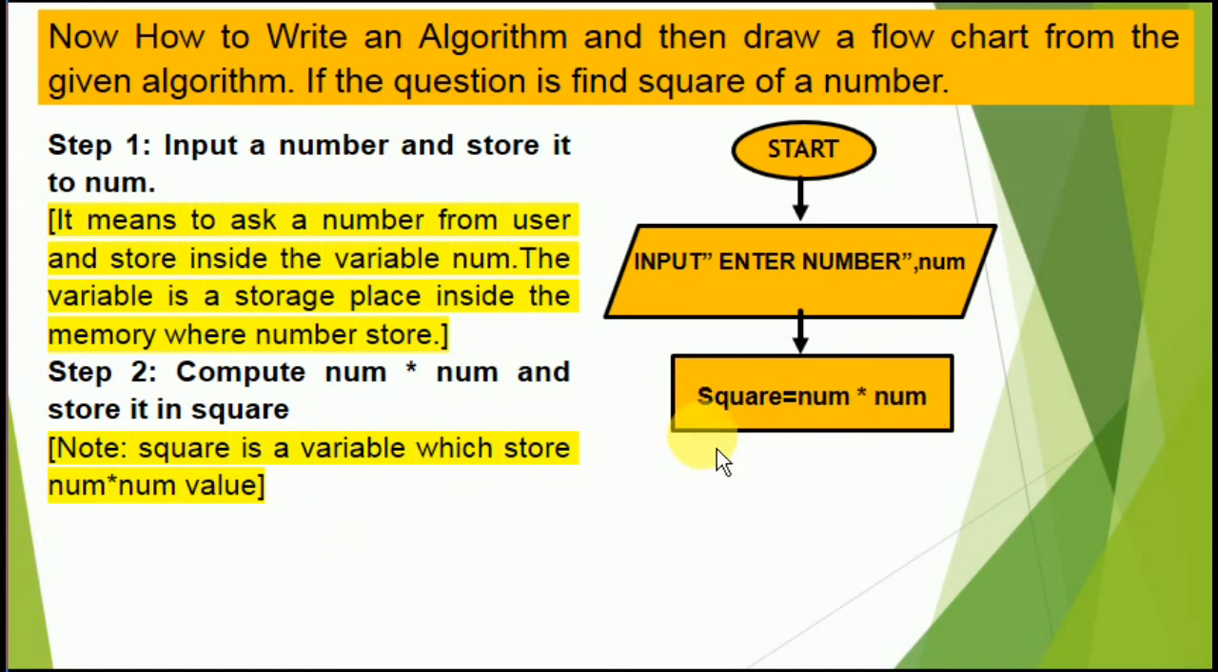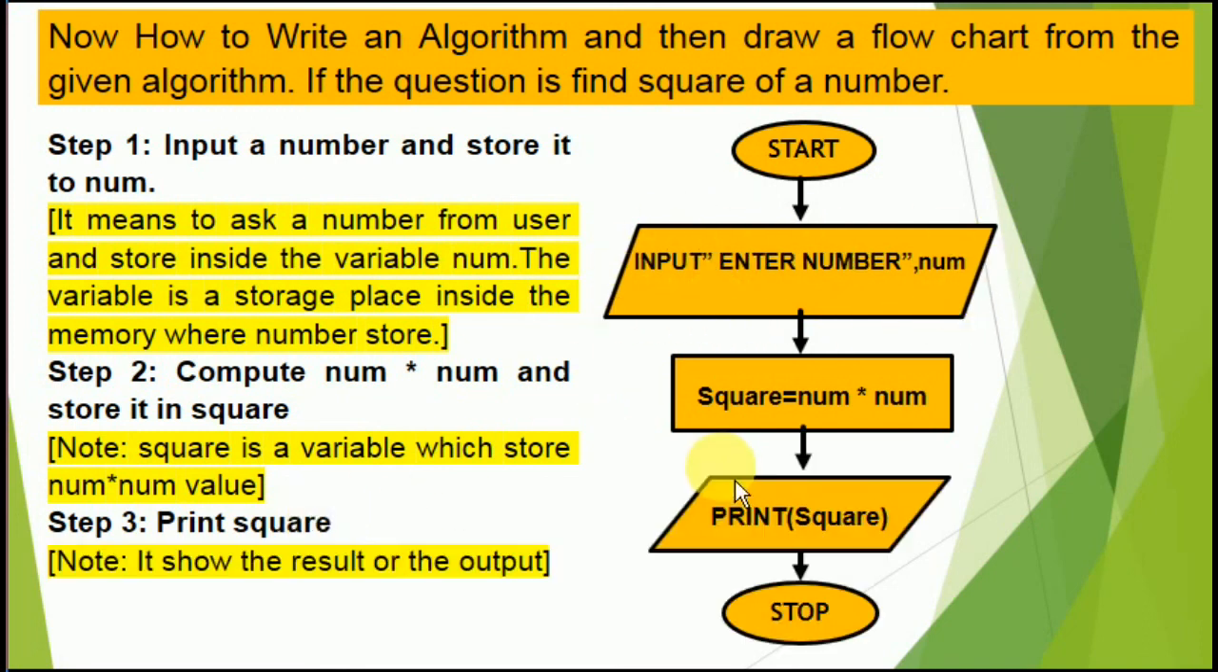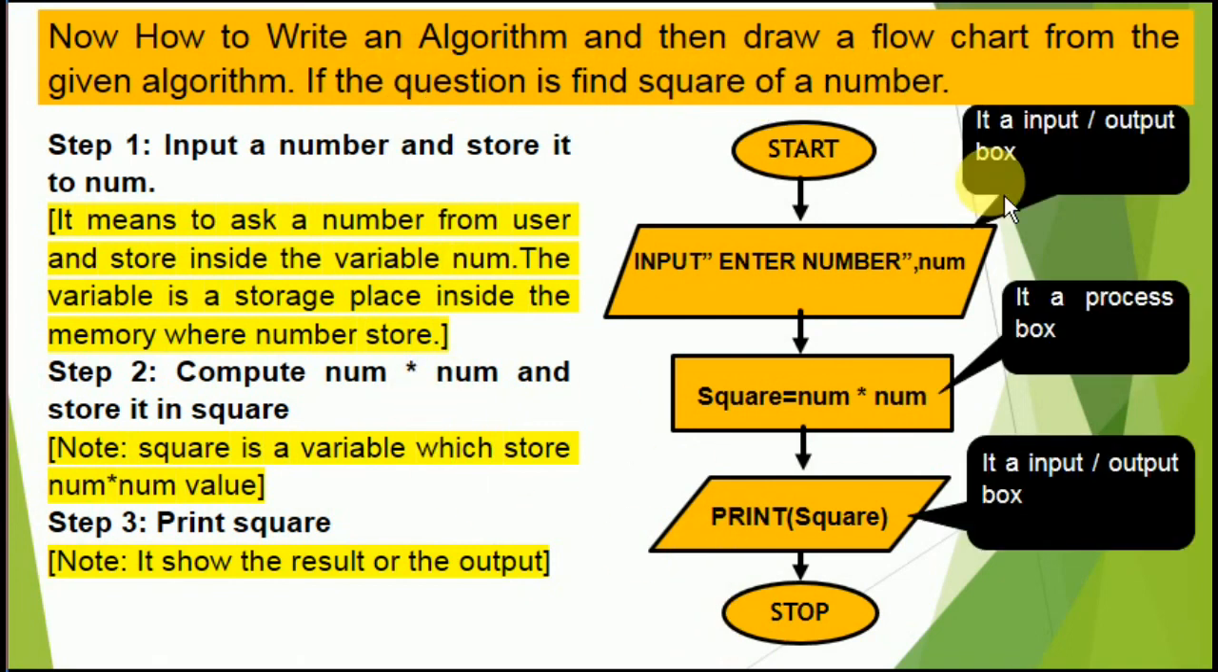Now what is the next thing? We need to display it. Print square. For this printing, we have to use the same box that we use for input. And what is the last thing? We put the start, so we need to put the stop. That means this flowchart has been finished and this sequence is finished here. So this is the example of the question that finds the square of a number. Here it is an input box, a process box, and again an input output box. You need to understand this and solve other questions on the same basis as this question.